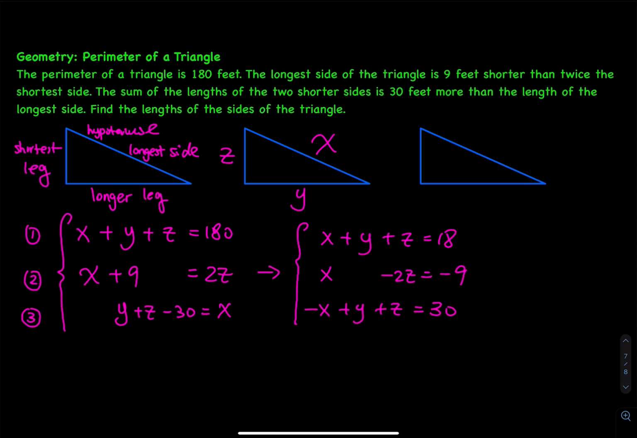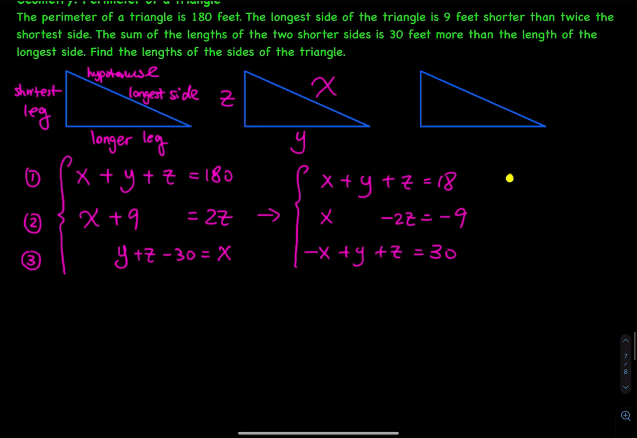What can we do? I see equation 1 and 3, so as long as I subtract them, the y minus y, the z minus z, I can get rid of two variables at the same time. Okay, so I'm going to do this, equation 1, equation 2, equation 3. I'm going to do equation 1 minus equation 3. Please state this, because when you check your work, you know exactly what you did.